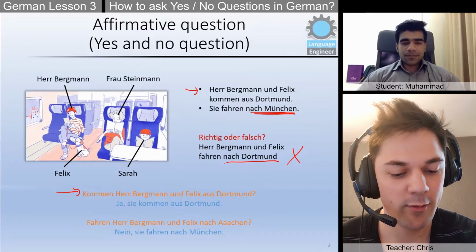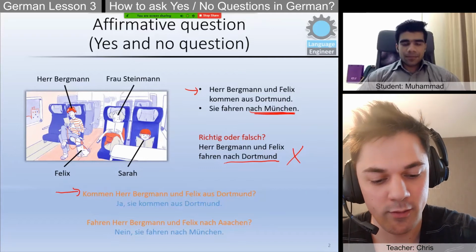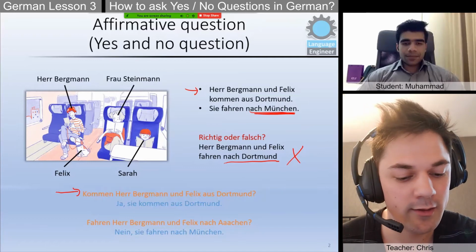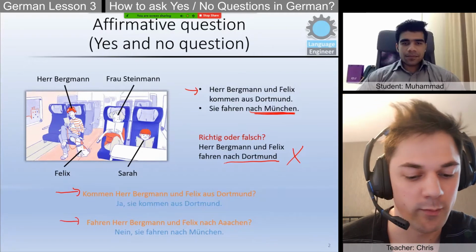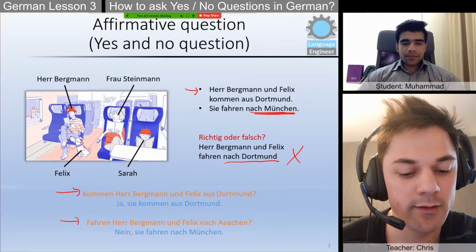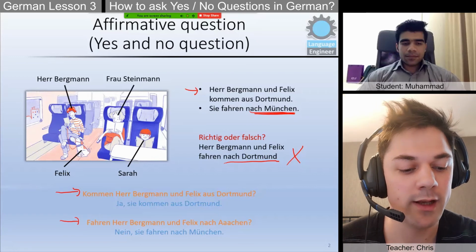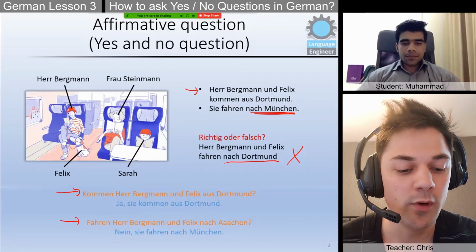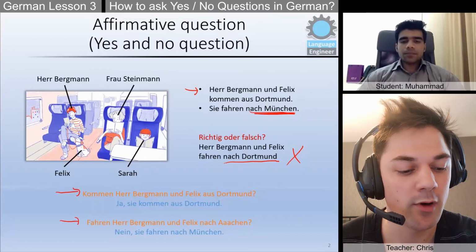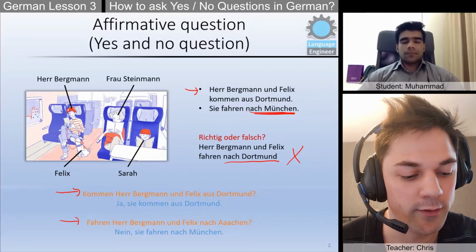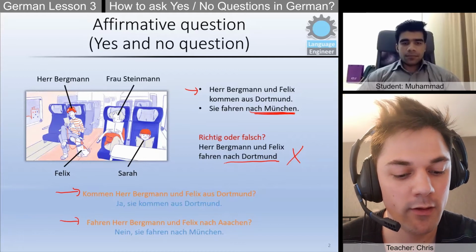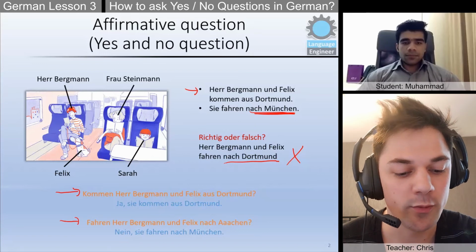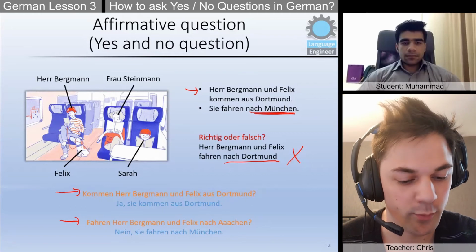Okay, and now I will translate the first two phrases, and then we will do the same with the second one. First I will translate this: Kommen Herr Bergmann und Felix aus Dortmund? This means, do Mr. Bergmann and Felix come from Dortmund? Dortmund is a city in North Rhine-Westphalia, and then the answer, ja, sie kommen aus Dortmund, is translated into: yes, they come from Dortmund.